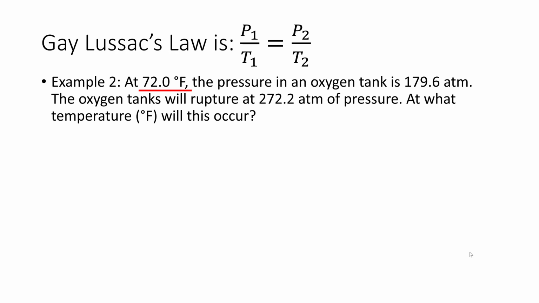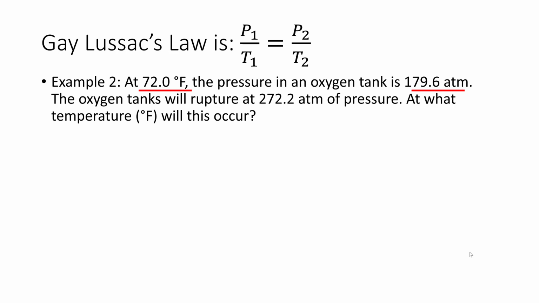So it says at 72.0 degrees Fahrenheit. Okay, so that's one temperature. And it says at that temperature, the pressure is 179.6 atmospheres. So those two values go together. One is pressure 1 and the other is temperature 1. But maybe you've spotted the problem.